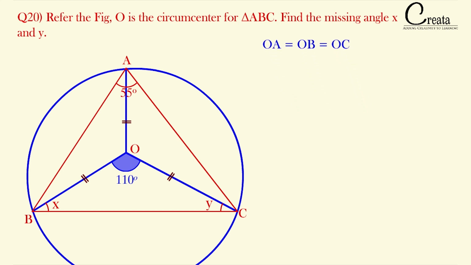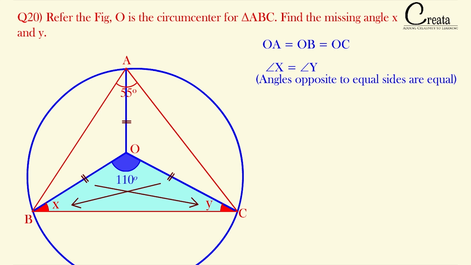Further, if we take the triangle OBC, this small triangle, here OB is equal to OC. And this angle we have calculated as 110 degrees. Here OB is equal to OC, so can we say this triangle is an isosceles triangle? Okay, two sides of this triangle are equal. And we know the angles opposite to equal sides in a triangle are equal. So the angles opposite to these two equal sides, that is angle X and angle Y, will be equal to each other. Got it? This triangle is an isosceles triangle.